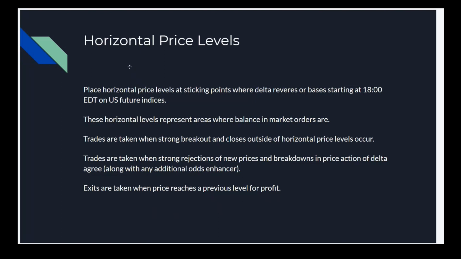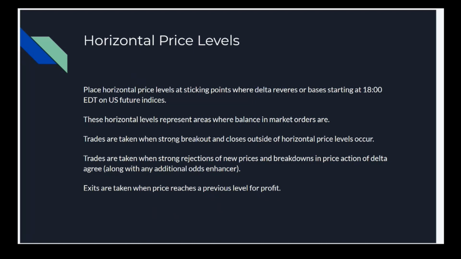I just chart them out in a very simple line. I want to see where price is going up, stopping, going back down, breaks through, and then coming back to that level, just like you would do with regular horizontal lines on price. These levels represent the areas of balance. I would argue that where these balances are is in market orders, and trades are usually taken on a strong breakout on my side where it closes outside of the horizontal price level, indicating that we're going to have a continuation of whatever move we have.